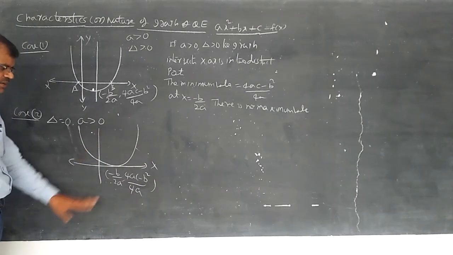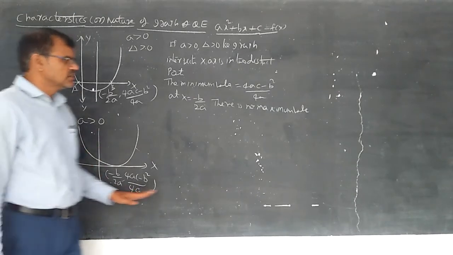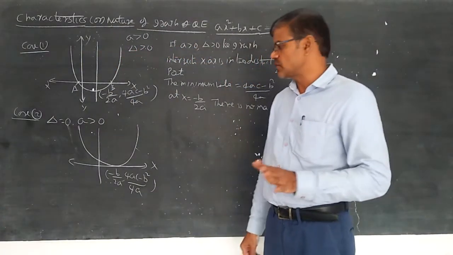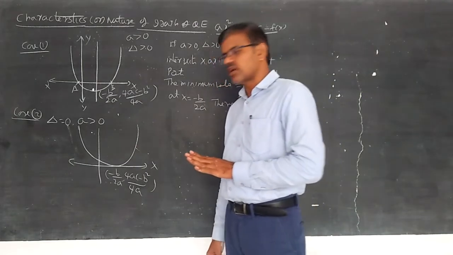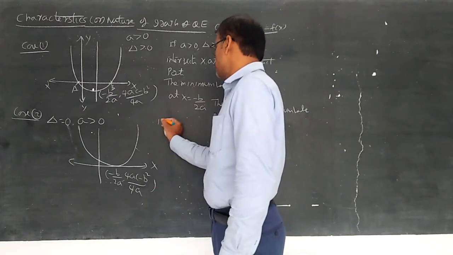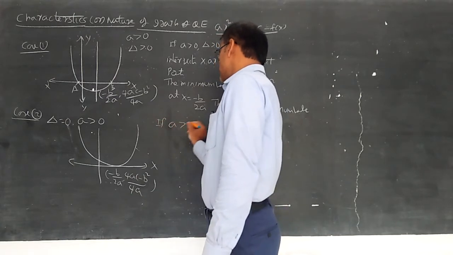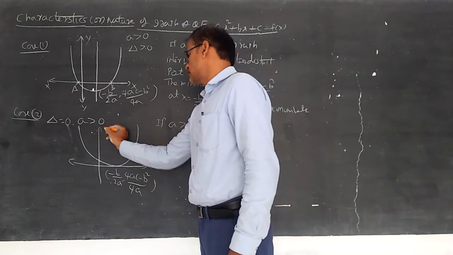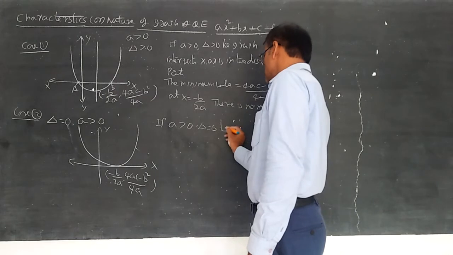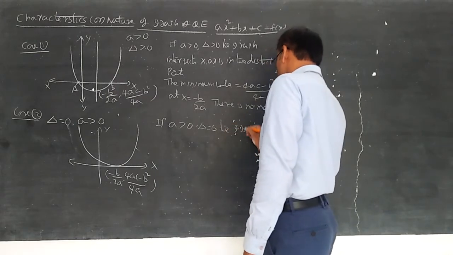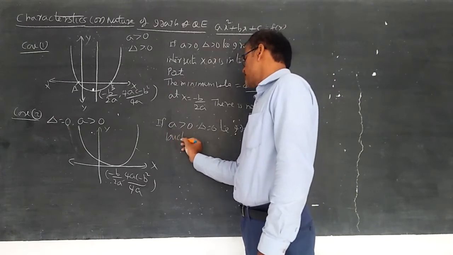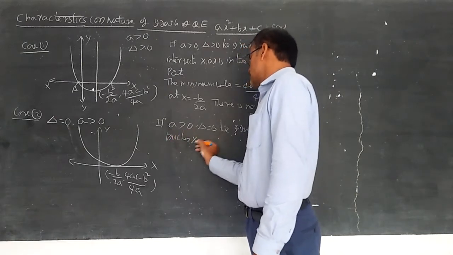But sir, why did you write this? Simply to show that this is the minimum value. 4ac minus b square by 4a is the minimum value of the curve at x equal to minus b by 2a. I want to discuss with you. In the next step I am writing, if a greater than 0, comma, delta is equal to 0, the graph touches the x-axis.